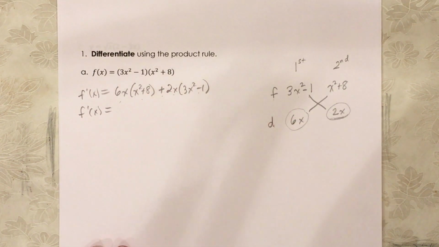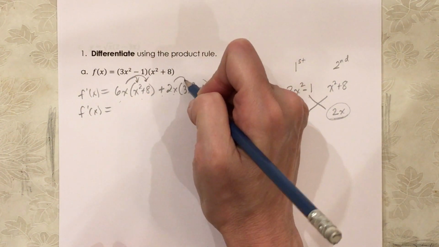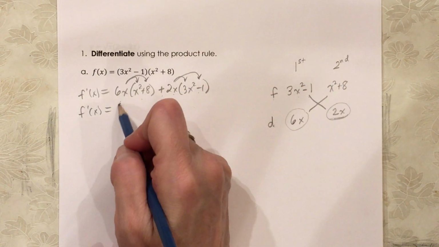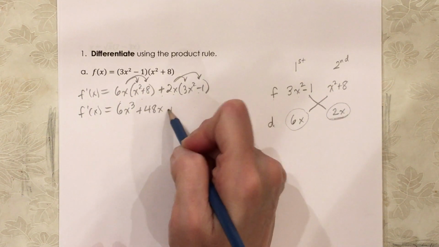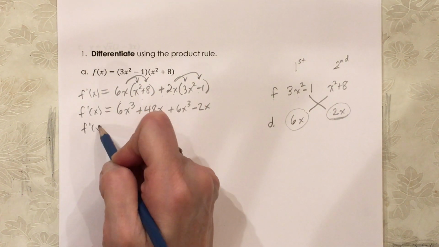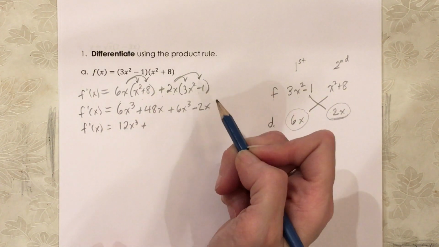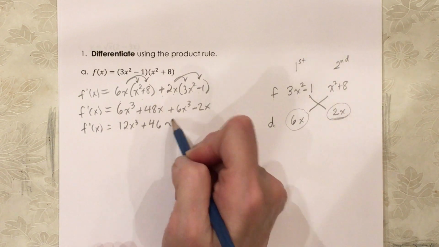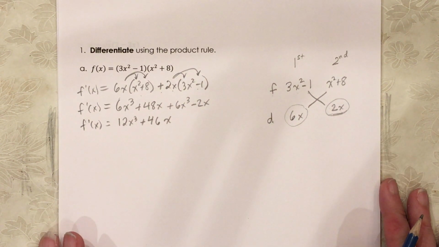Now, that's probably not going to be the answer in the back of the textbook. We're probably going to have to reduce it somehow. So one thing we could do is expand it. So in this case, I would get 6x cubed plus 48x plus 6x cubed minus 2x. And then that's going to give us 12x cubed plus 46x. And that could be the answer in the textbook. That could well be it.